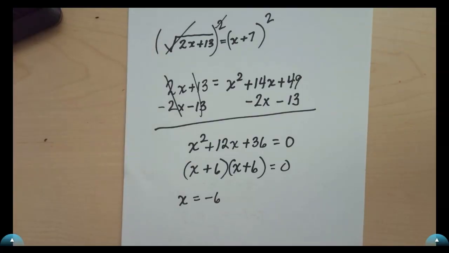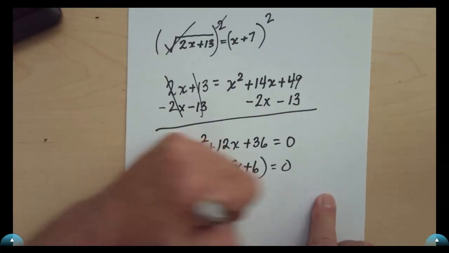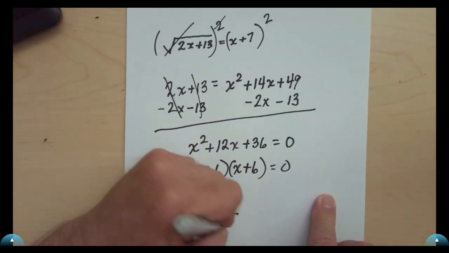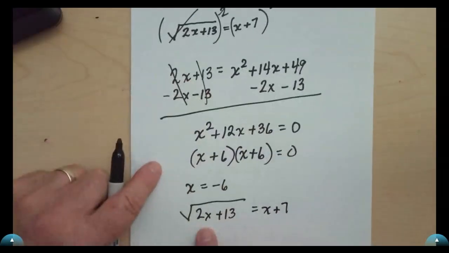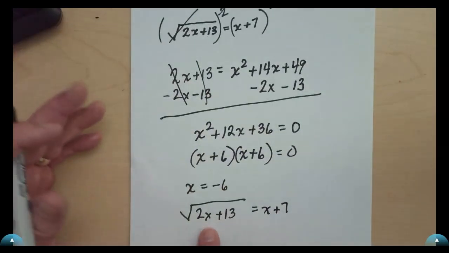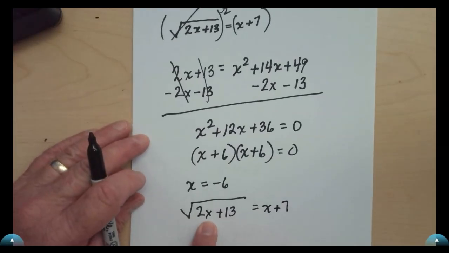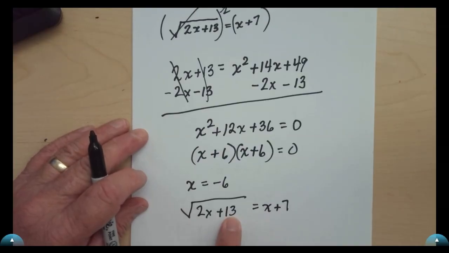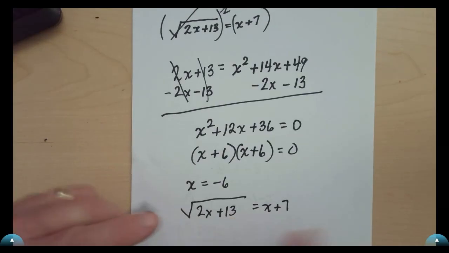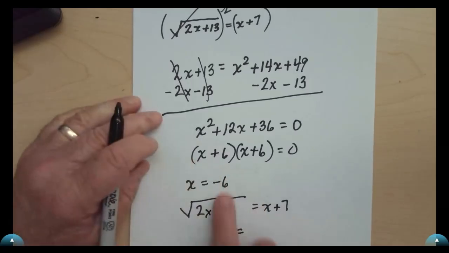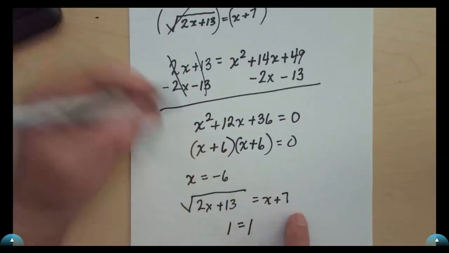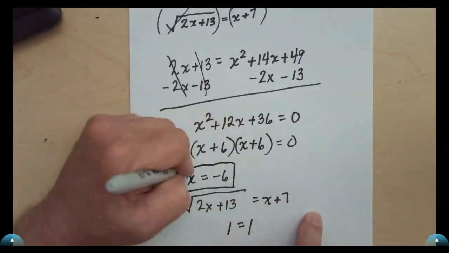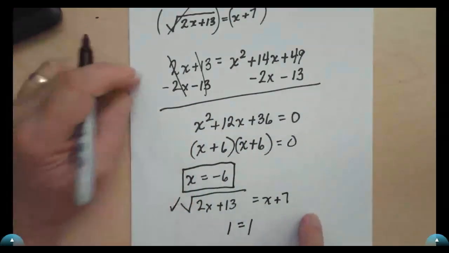We still need to check it. So we go back up to the original equation, square root of 2x plus 13 equals x plus 7. We just want to plug -6 in and make sure we get a true statement. I think we will this time, right? Because if I plug -6 in here, 2 times -6 is -12. -12 plus 13 is 1. The square root of 1 is 1. And on the other side, when I plug -6 in, -6 plus 7 is also 1. That's a true statement. Then -6 is the solution to that equation. Everybody see?